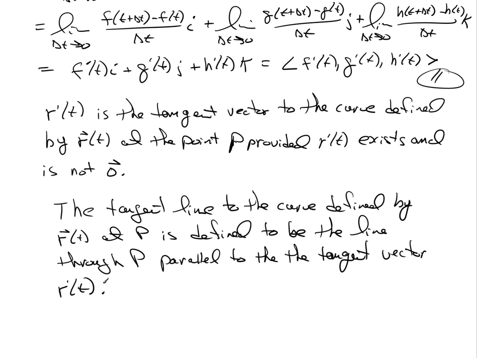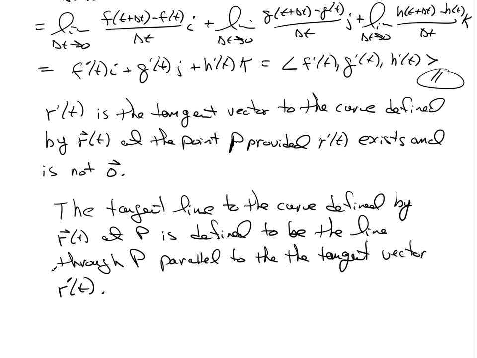So I have some space curve, and at a specific point P that's on that curve, the line tangent to it is defined to be the line that passes through the point P. That makes sense. And it's parallel to the tangent vector. Okay, that's telling you that the tangent vector itself is really a directional vector. So the tangent line goes through the point, and it's parallel to r prime of t.